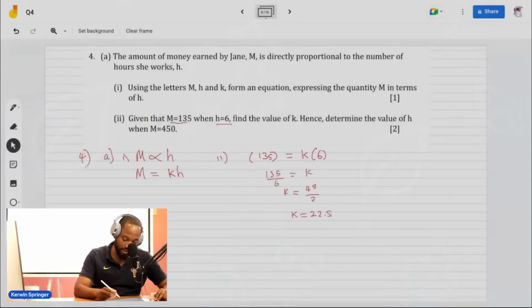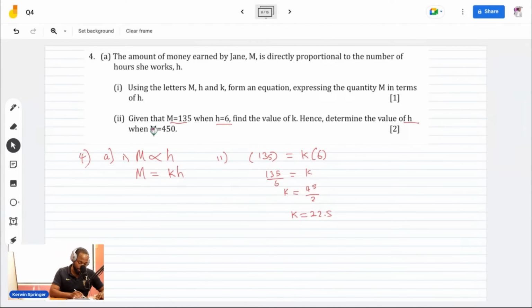That's fair. Hence, determine the value of H when M is 450. So, when M is 450, we will have 450 being equal to KH, but we know K, so 450 equals 45 over 2 times H, or 22.5. And then H would be equal to, you bring across, you get 450 multiplied by 2 over 45. So H is 20.